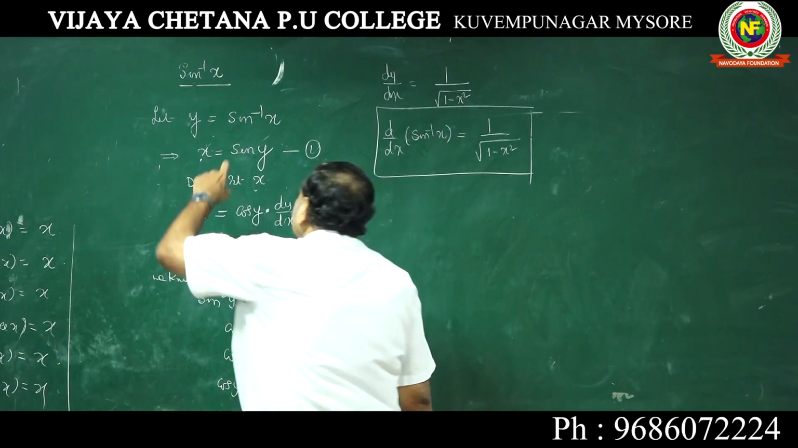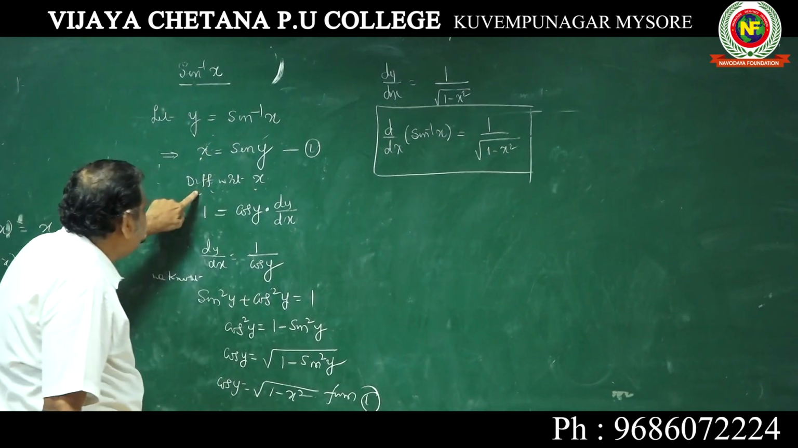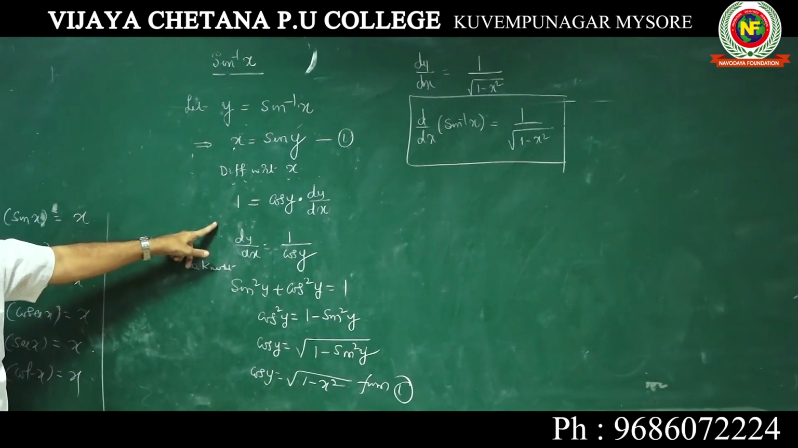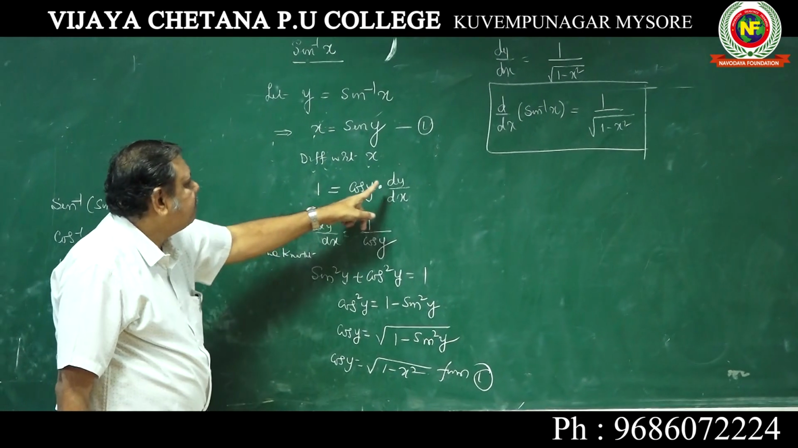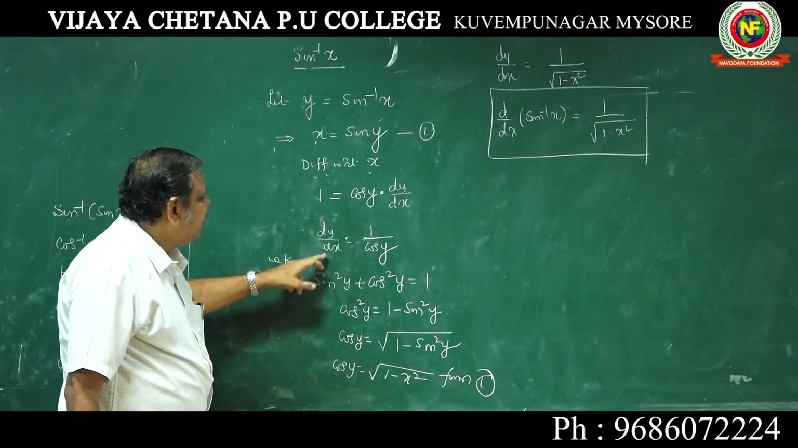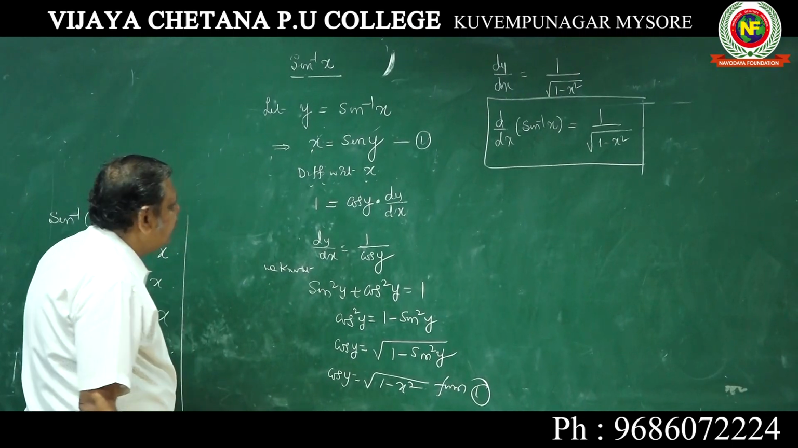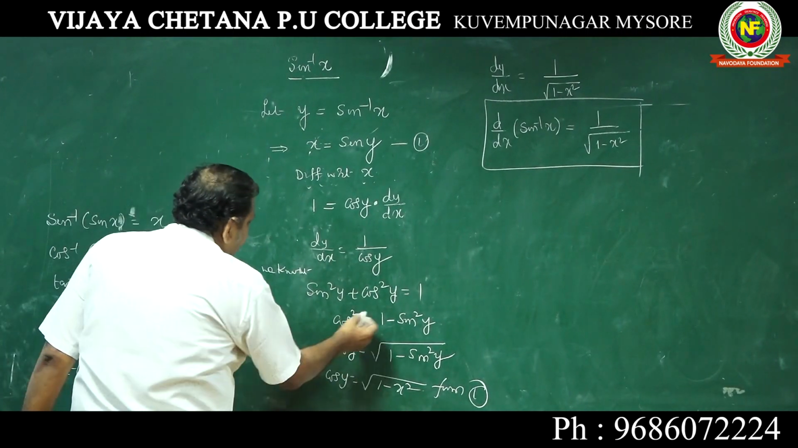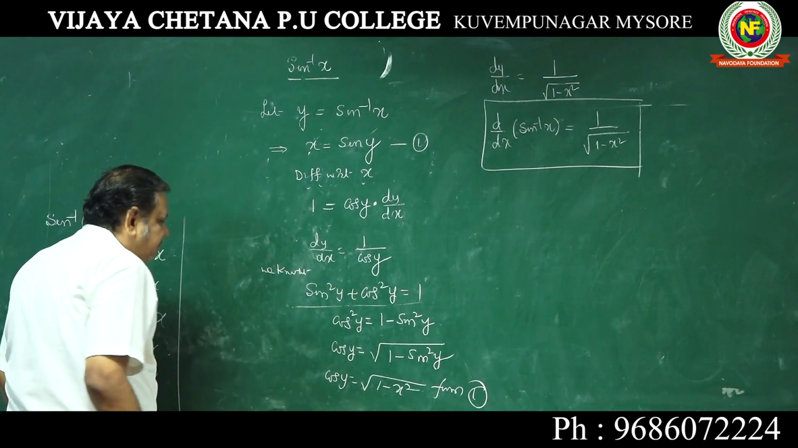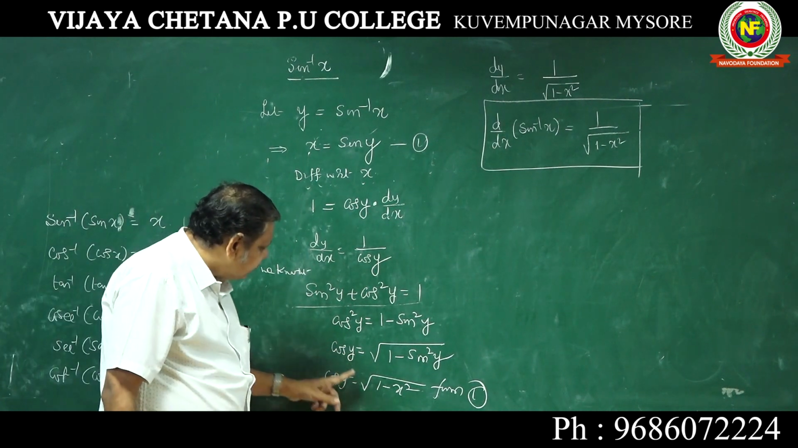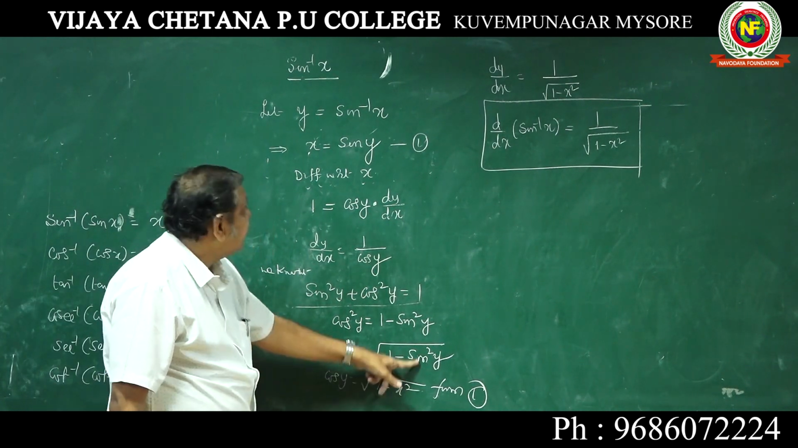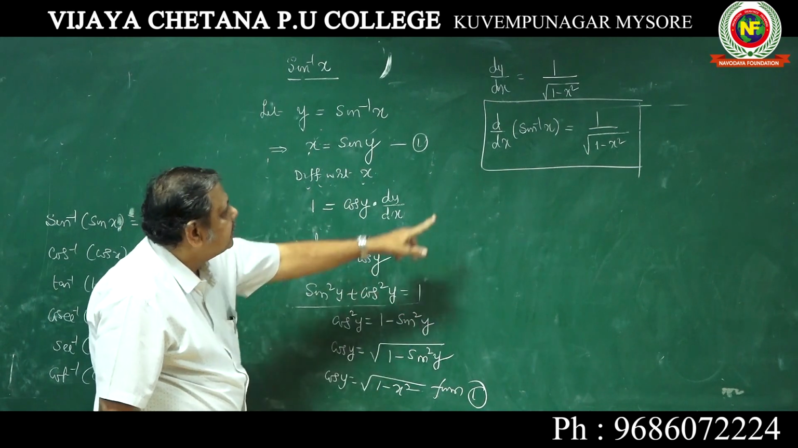Y is equal to sin inverse x, x equal to sin y. Differentiate with respect to x. 1 equals cos y dy by dx. Dy by dx equal to 1 by cos y. And you know this formula, sin square y plus cos square y is the basic formula. So cos y is root of 1 minus sin square y, but sin y is x, so root of 1 minus x square.